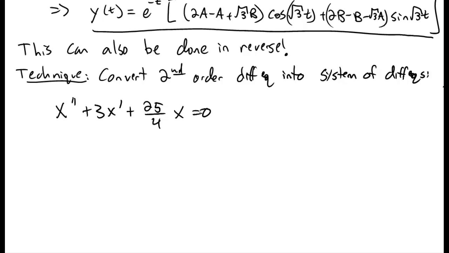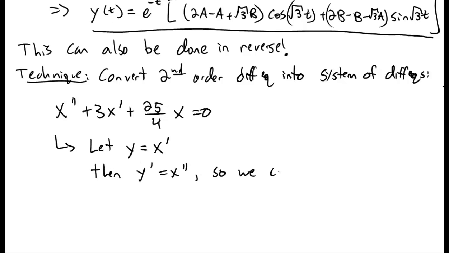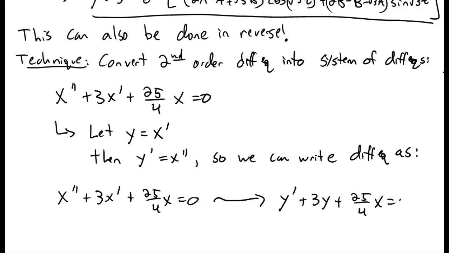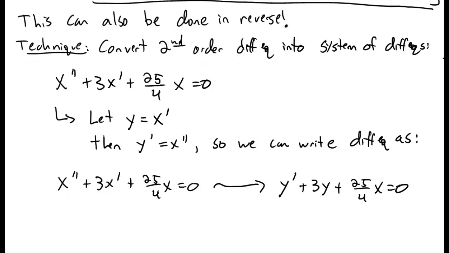So consider x double prime plus 3x prime plus 25 over 4x is equal to 0. And the way we convert it, we say let y be x prime, so y prime is x double prime. So we can just rewrite this differential equation in the following way. So this original differential equation, substituting in, becomes y prime plus 3y plus 25 over 4x is equal to 0.